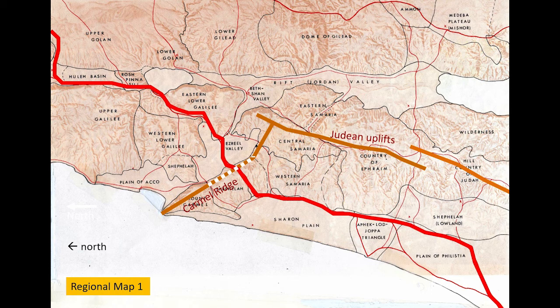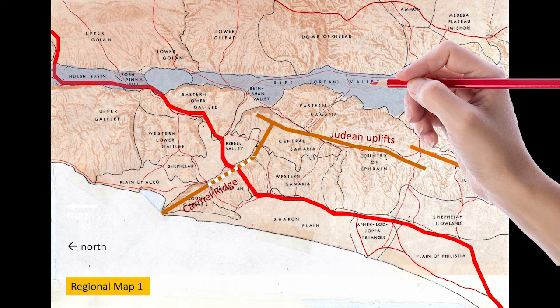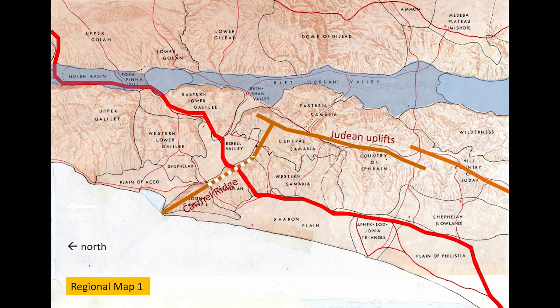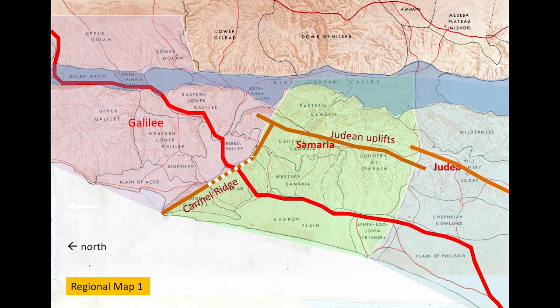Now let's mark in the eastern boundary of this land by shading in the Rift Valley. Just by way of reminder, now don't mark this in, but let's remember that there are 3 areas that we're going to be dividing the land into: Galilee to the north, Samaria in the middle, and Judea to the south. So here, as I overlay those 3 areas on this map, you can see that the Carmel Ridge is the dividing line between the arena to the south and Galilee to the north. Now don't shade that in.